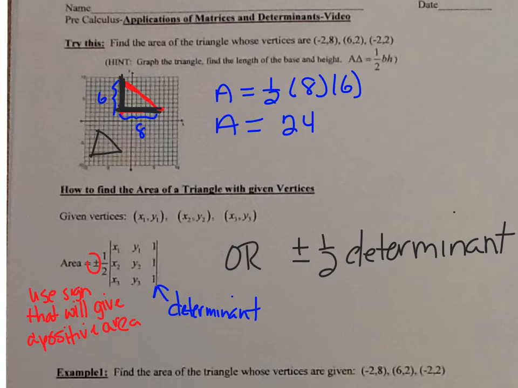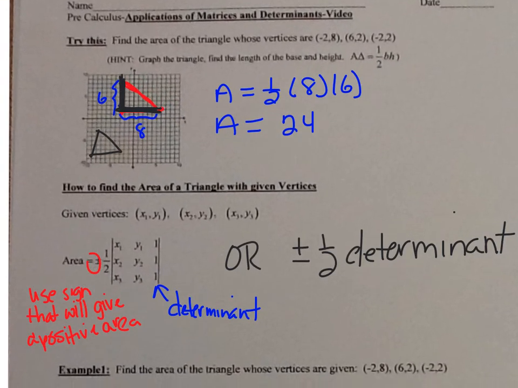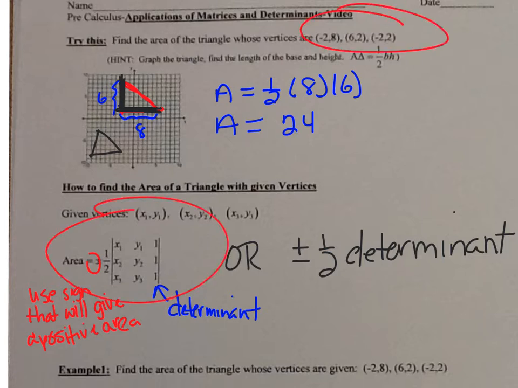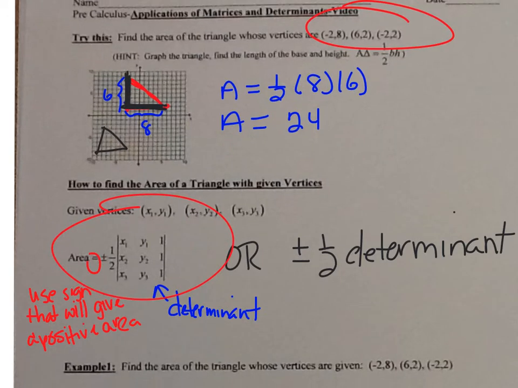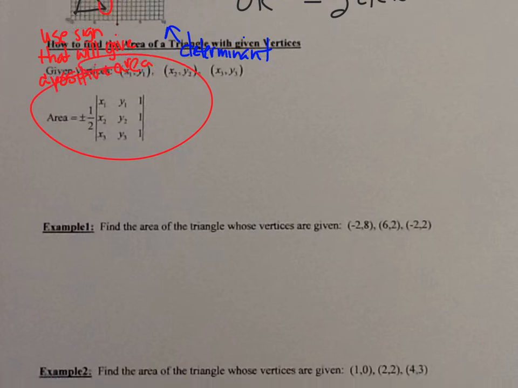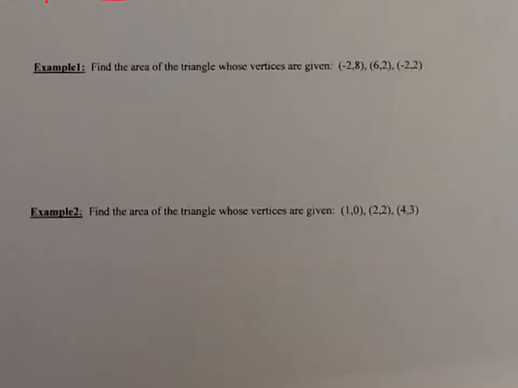Okay, so we're going to actually do this triangle up top. We're going to do this triangle using this method here. So we know that the area should come out to be 24. So we're going to try that. Okay, so we have find the area of the triangle whose vertices are negative 2, 8, 6, 2, and negative 2, 2. So its area is equal to plus minus 1/2 the determinant. So that's going to be negative 2, 8, 6, 2, negative 2, 2, and then 1's down the last column.